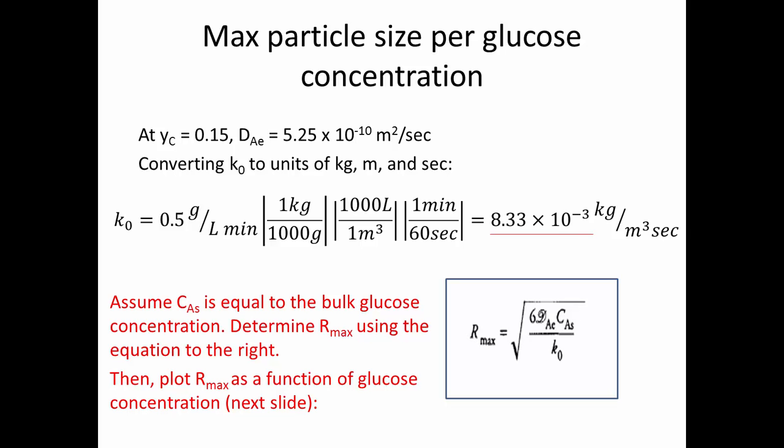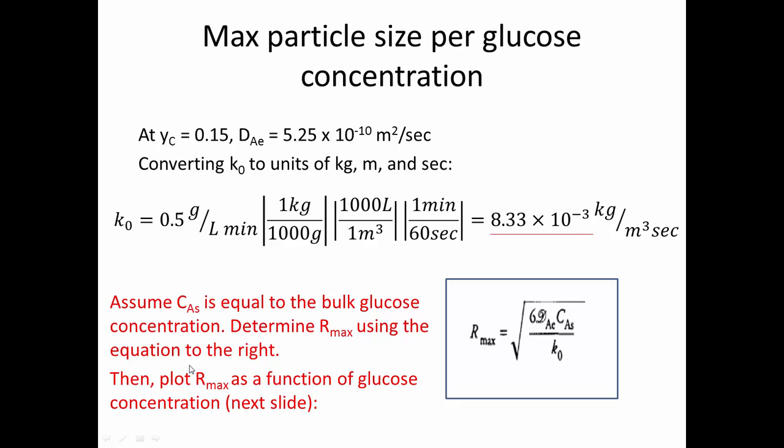So we have our yeast concentration, 0.15. We have our effective diffusivity. Let's convert our K0, our zero-order rate constant, to units of kilograms, meters, and seconds. That gives us 8.33 times 10 to the negative 3 kilogram per meter cubed second. We'll assume CAS, our substrate concentration, is equal to the bulk glucose concentration. Determine our R max, our maximum radius, using this equation: a fairly simple equation, the square root of 6 times DAE times CAS divided by the rate constant.